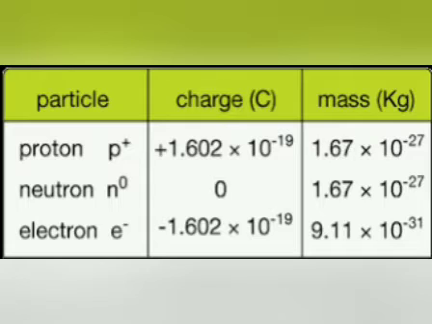The proton and neutrons are in the central part of the atom. This is called nucleus. The electrons are always revolving around the nucleus in their specific orbit. It is similar to our solar system.